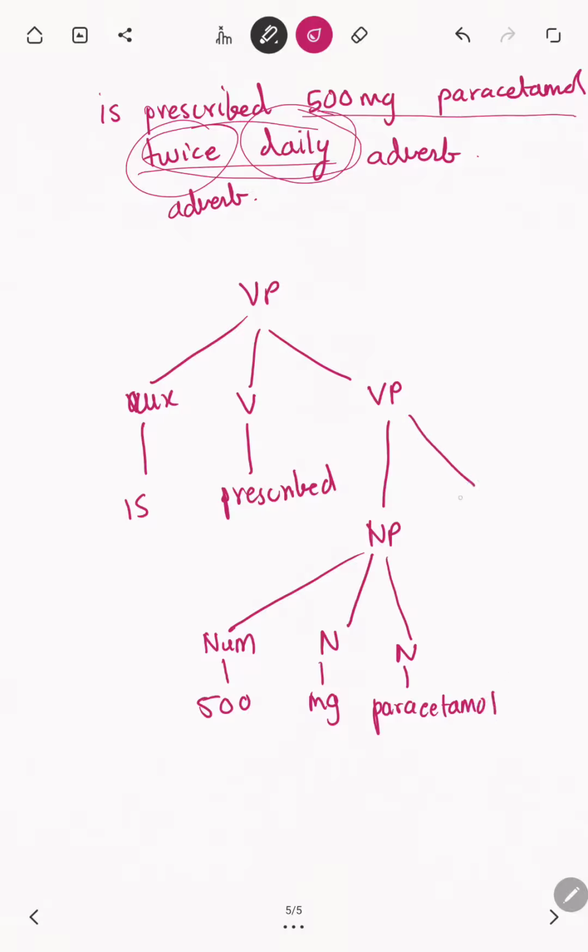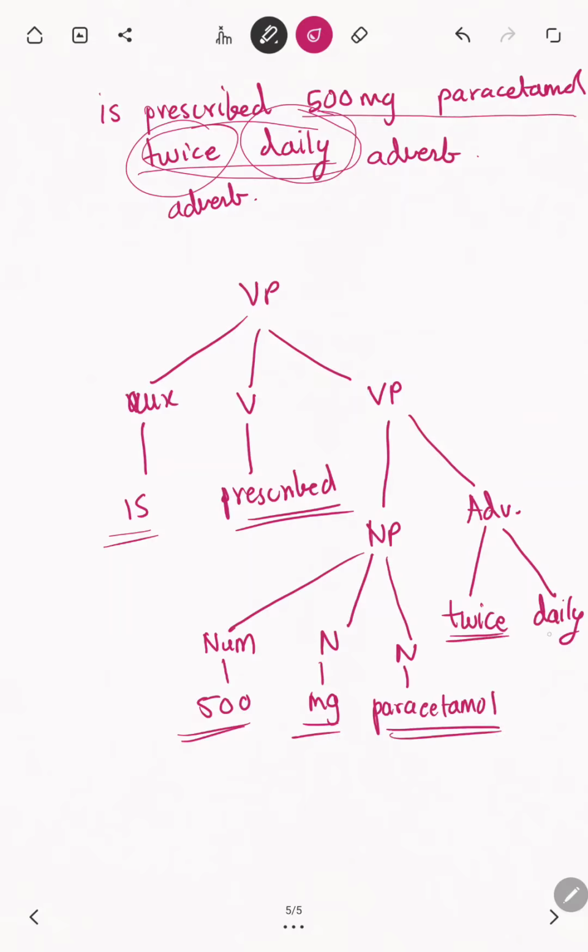Now the other part is an adverb phrase. This is different than the adjective that we had written. ADJ for adjective, ADV for adverb, and here you can have them as two separate adverbs or one combined. So here I will keep it two separate: twice, daily. So is prescribed 500 milligram paracetamol twice daily. I hope this example was clear to you.